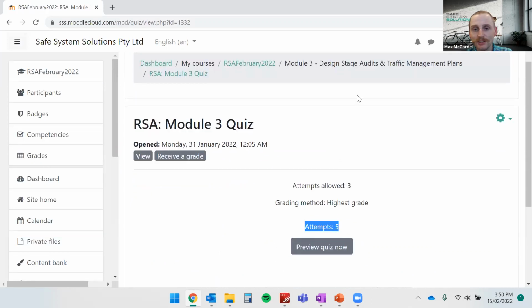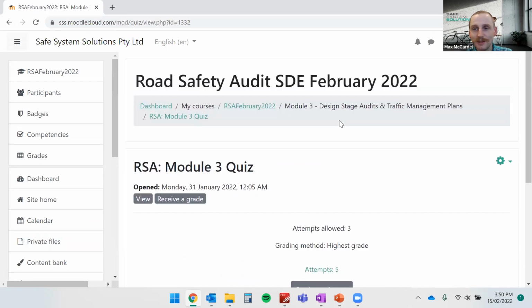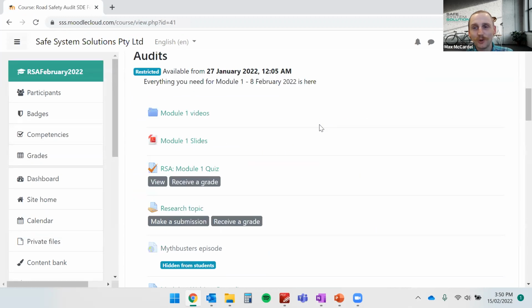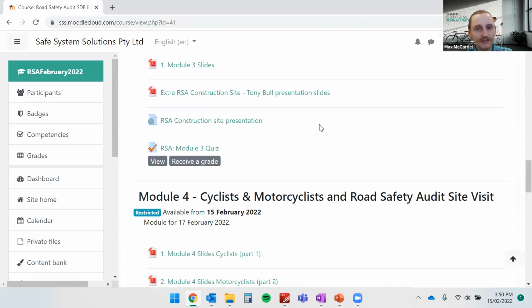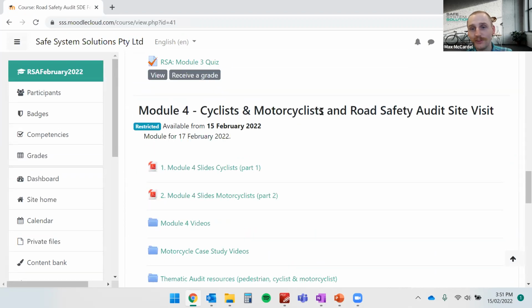It looks like some people have already attempted it, so people are very excited to get involved in this particular module. The next module will be on Thursday, I believe, and it will be all on vulnerable road users, so cyclists, motorcyclists, and preparing for a road safety audit site visit. I'm not going to give you too many spoilers, but it's a good one. Not that they're all not good, but there is some good information coming up.